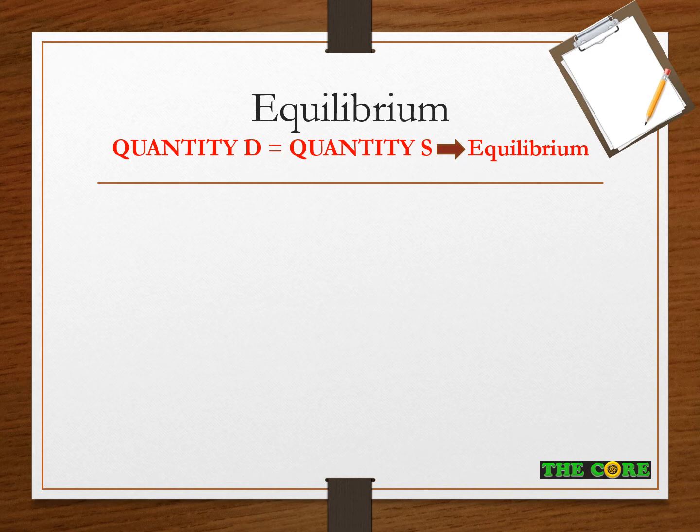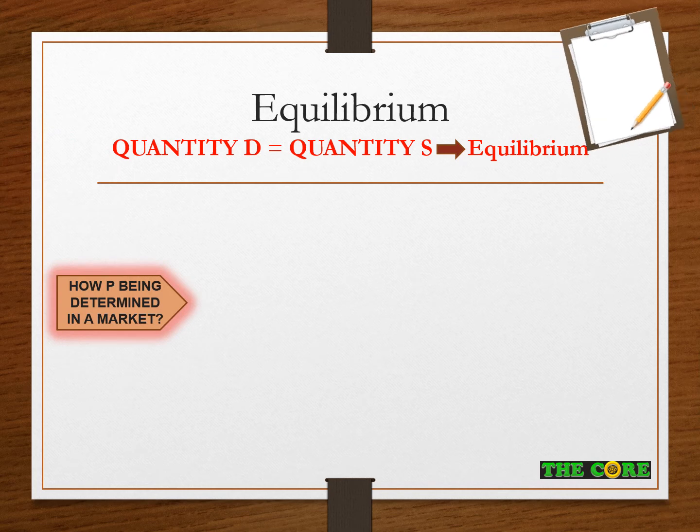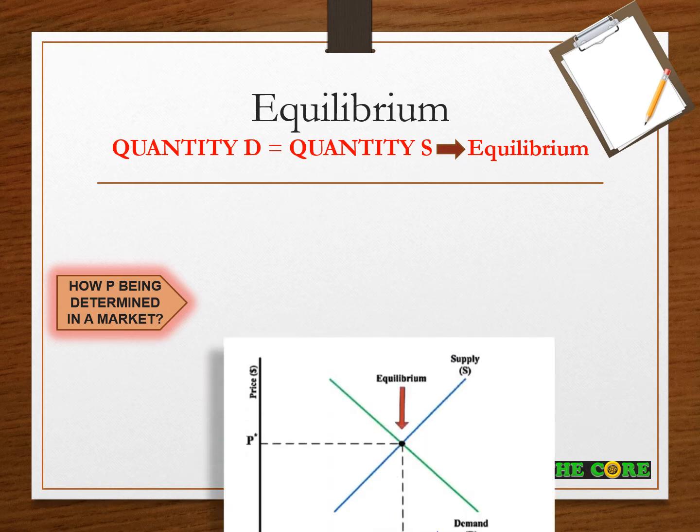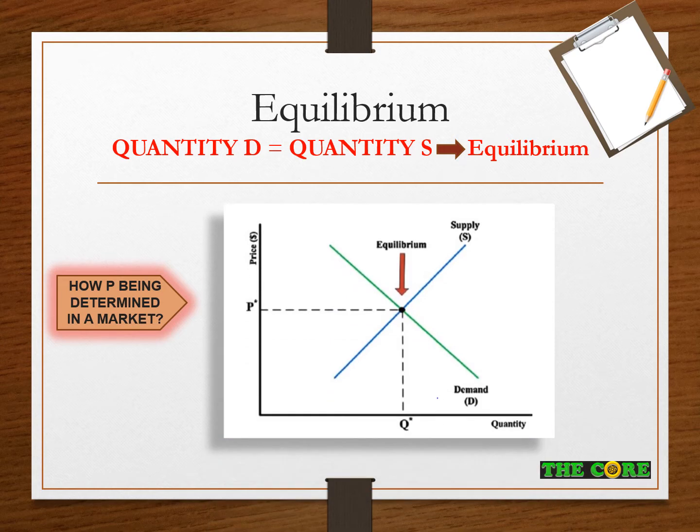The question that you need to ask yourself is how price is determined in the market. In order to answer this question, I would strongly suggest each of you take a paper and pencil and practice drawing the graph. As you can see in the graph, the demand curve slopes downward and the supply curve slopes upward. In my previous lesson, I briefed you all on what the law of demand and supply states.